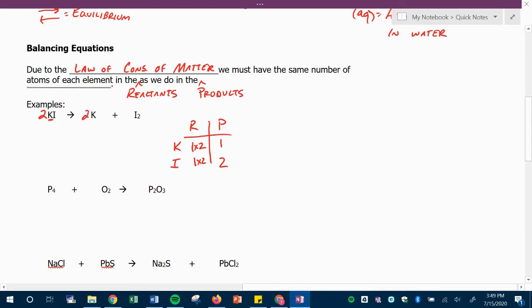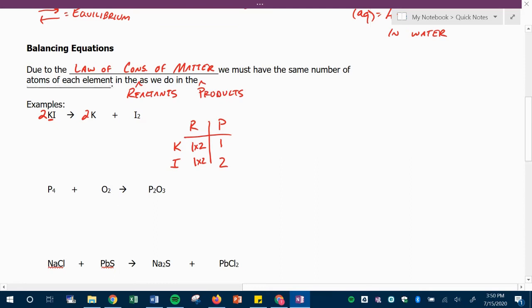Now, something to keep in mind as we're adding these numbers, which we call coefficients: we can only add them as big numbers in front. We cannot add them as little subscripts as we balance, because remember, the compounds that are formed, let's just say it's an ionic compound, are formed because of the positive and negative charges balancing. So as you're balancing these, you can never just change or add subscripts. Just something to keep in mind. But let's look at our next example here.